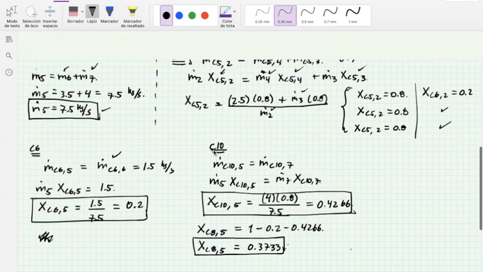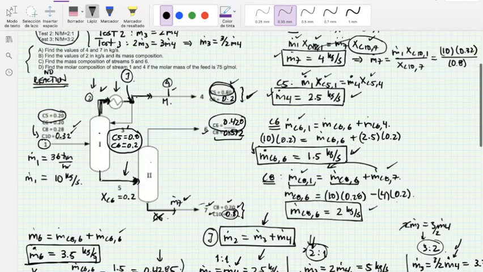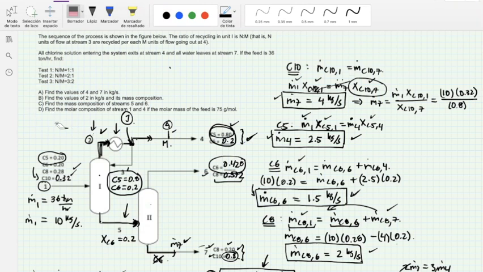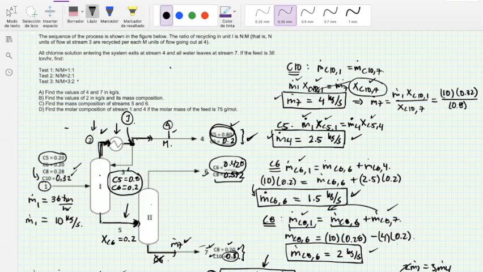One more thing that they are asking in this problem. Let me just erase. You already know this recycling part. There is no reaction. Okay, so fine. So take a look. Find the values of 4 and 7 in kilograms per second. Those are mass flows, so we already have mass flows. Find the values of 2 in kilograms per second, mass flow of 2. We already have it for 3 cases. And its mass composition. We already have the mass composition happening at 2 for those 3 cases, which are the same ones. Find the mass composition of stream 5 and 6.